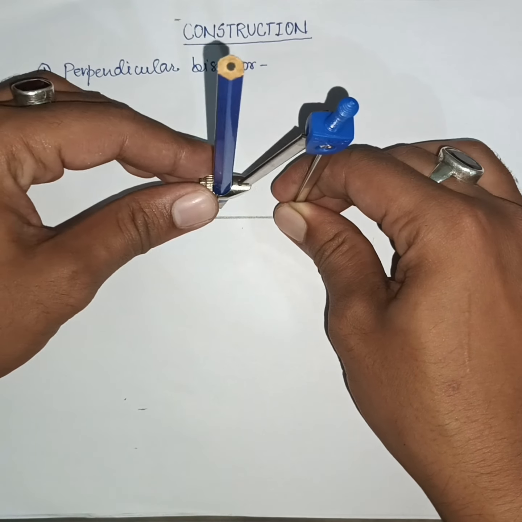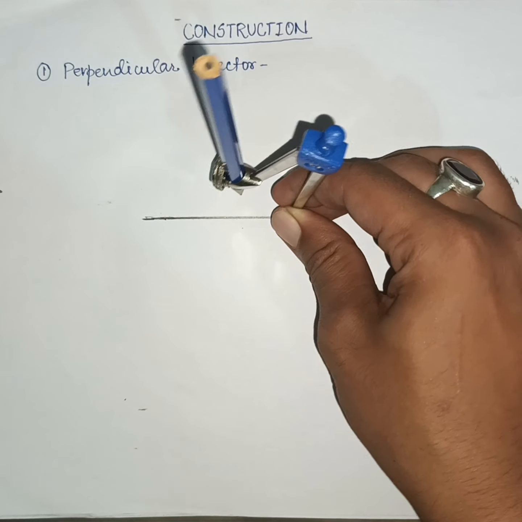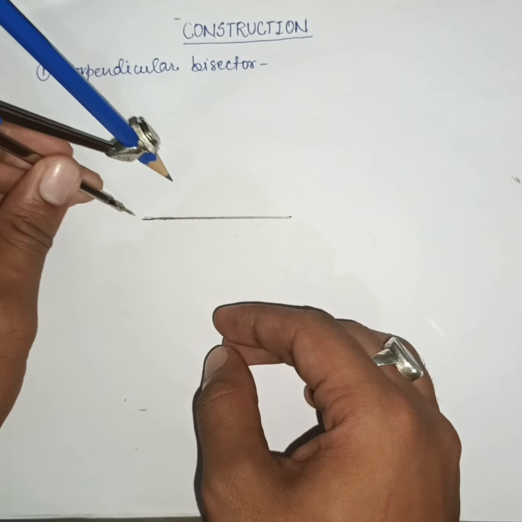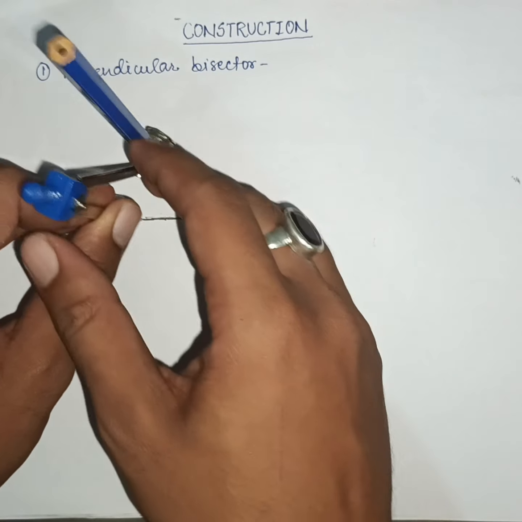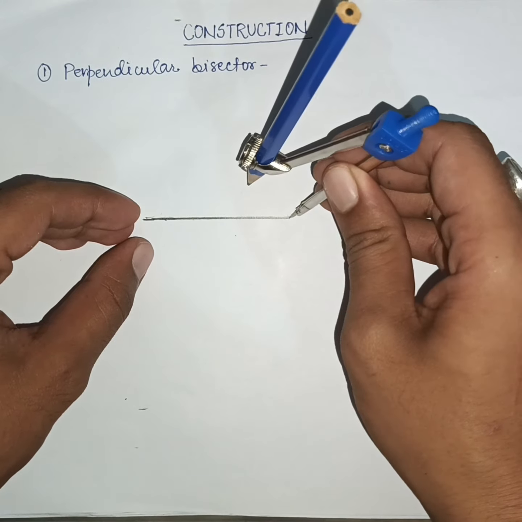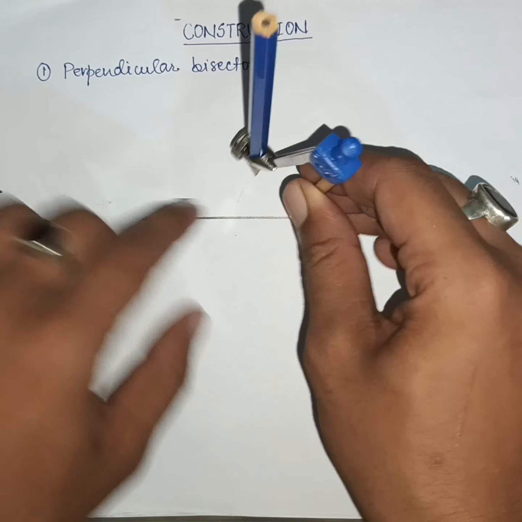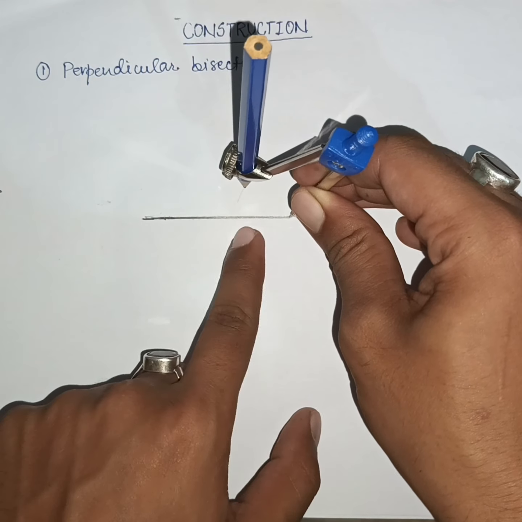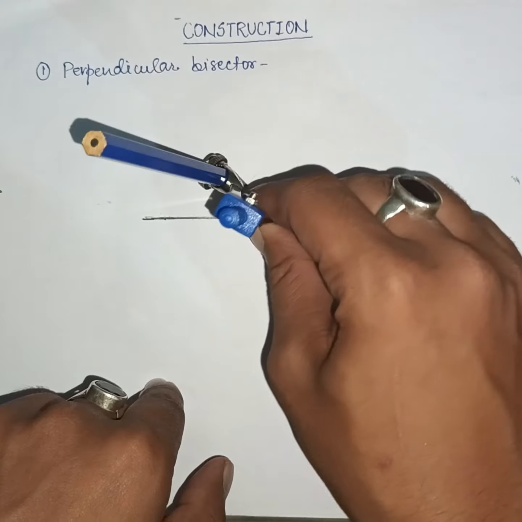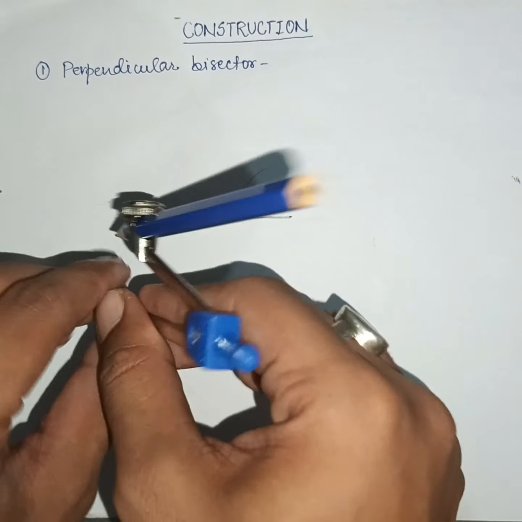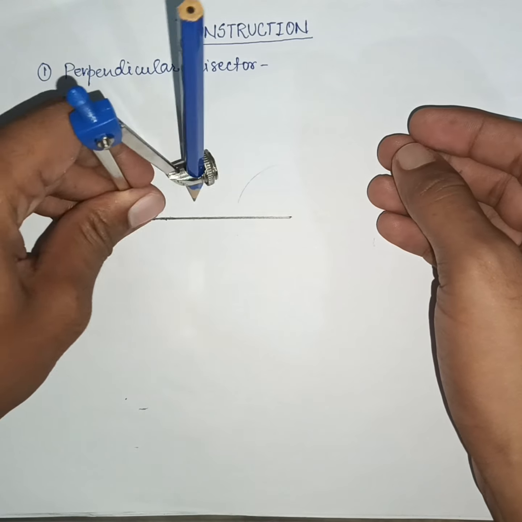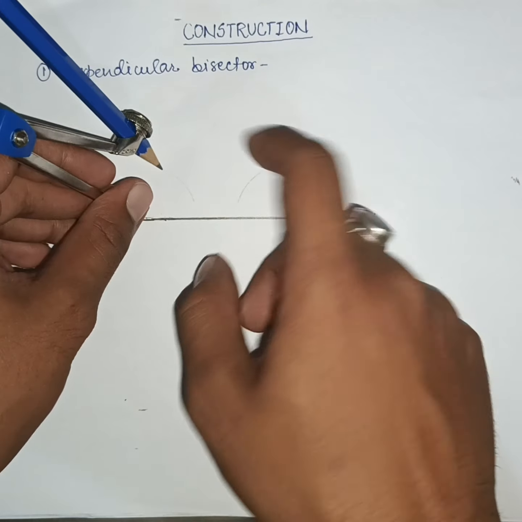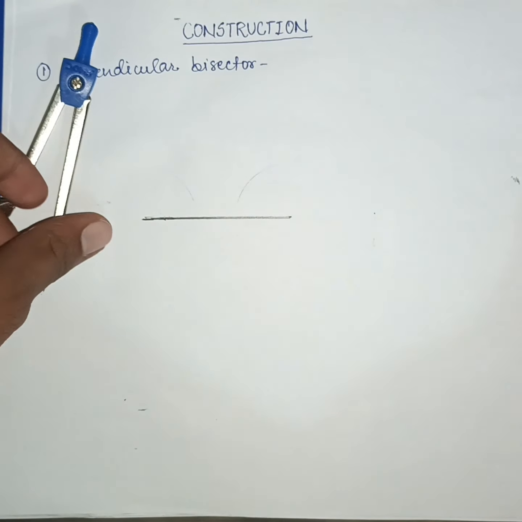Students, if we take it less than half of the line segment and draw the arcs, we won't be able to intersect both the arcs. Let us see that first. Now, we have stretched the compass less than half of the line segment. So here is the first arc that we are drawing. This is the first one, and here it is the second one. Now see, both the arcs are not intersecting. Since both the arcs are not intersecting, we won't be able to get the intersection point to create a line.